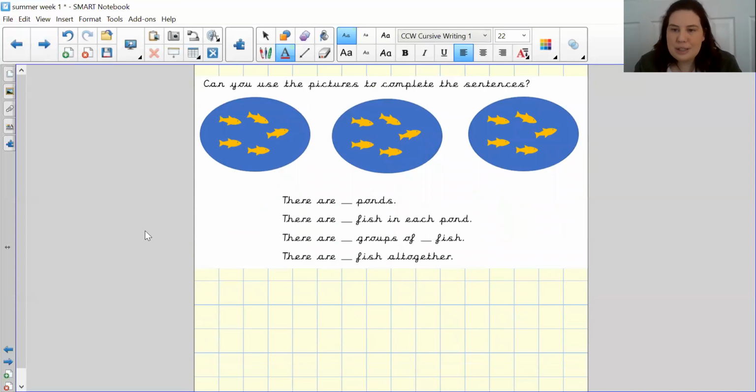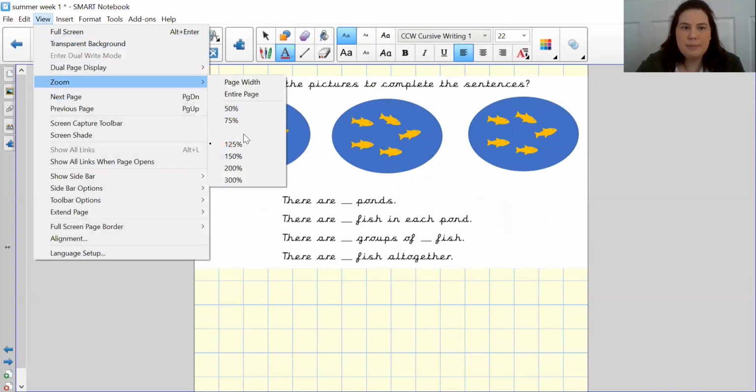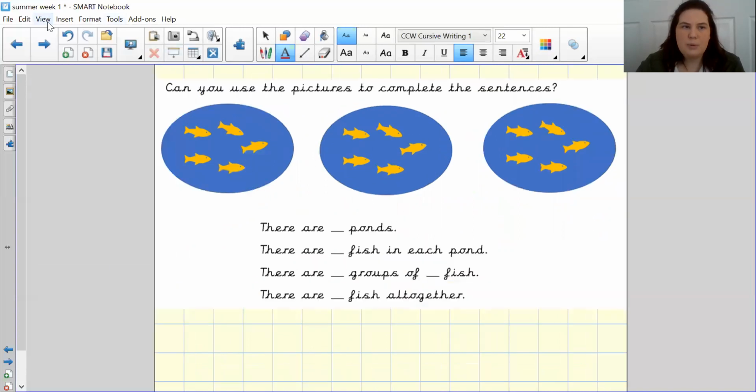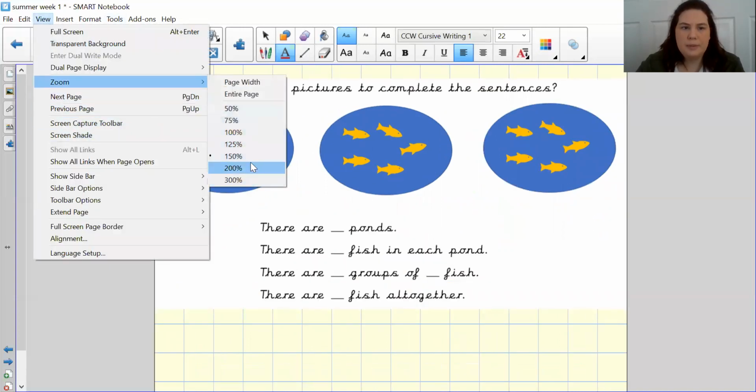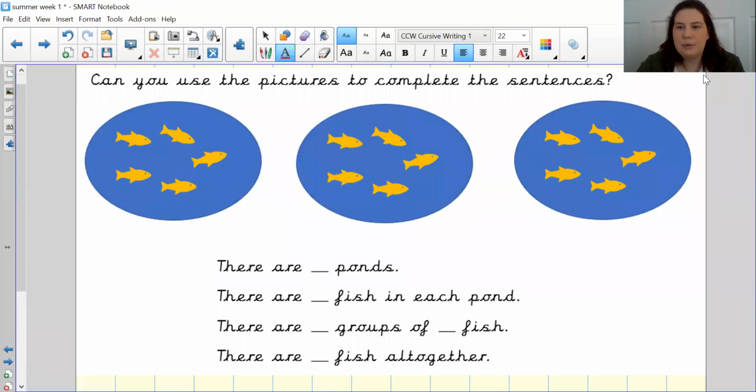I'm going to ask you to try and solve this one by yourself. So I might make the video screen a bit bigger for you to see. Maybe a little bit bigger. There we go, for you to see. And I'm going to move myself down to here. So there are something ponds. So the first thing you have to do is work out how many ponds there are.